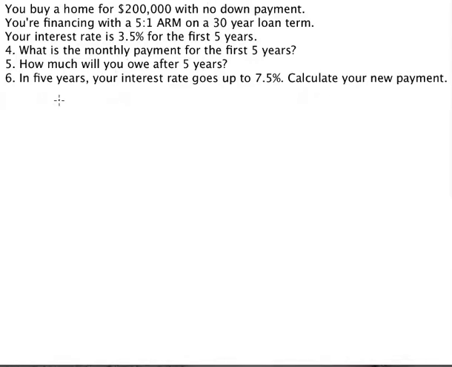We're going to solve 6.6 numbers 4 through 6 now, and we're going to do this to understand the homework. What we're looking at here is a 5-1 adjustable rate mortgage, which is a 30-year loan term. What the 5-1 means is that for 5 years you have the same interest rate, and it's going to be 3.5%. After 5 years, your interest rate can change, and it's going to change one time per year.